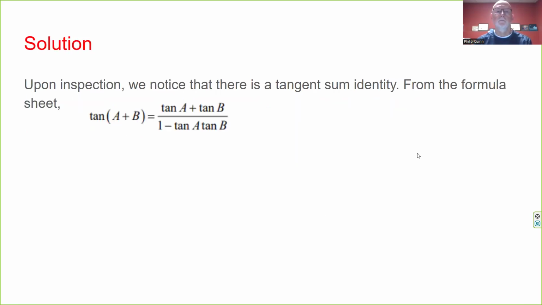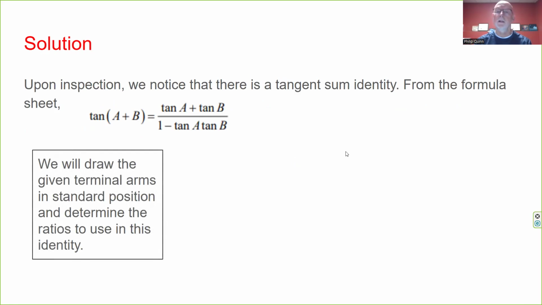Upon inspection, we notice that this is a tangent sum identity. So we head to the formula sheet. The formula sheet is probably our best friend with identities. So we've got this particular one. What do we need? In order to simplify, we would need the tangent of A and the tangent of B. So how do we get that? Well, we've been given the information. We just have to do a few things to get it.